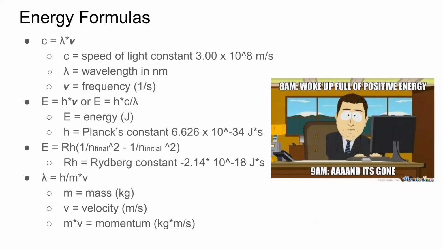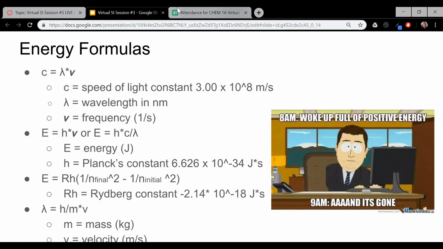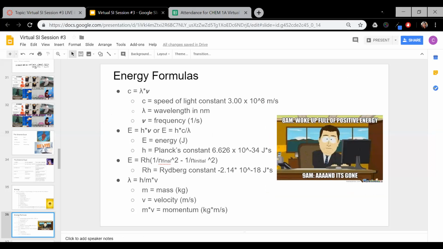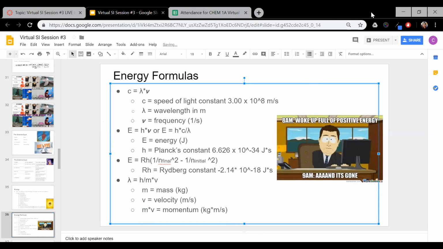The wavelength is in nanometers, but if you plug nanometers into this equation, you won't be able to cancel it out with c, the speed of light constant, which is measured in meters per second. The nanometers and meters cannot cancel out. So I'm going to change this really quickly to meters.